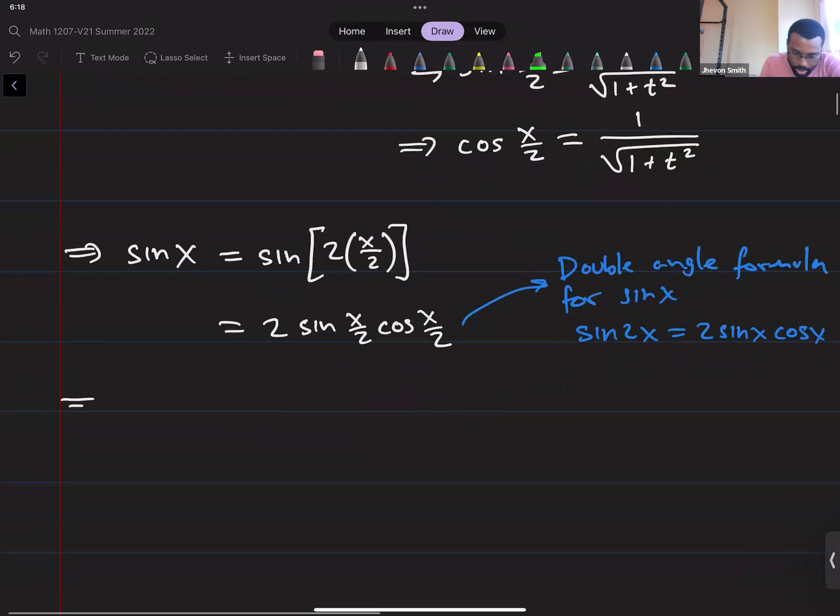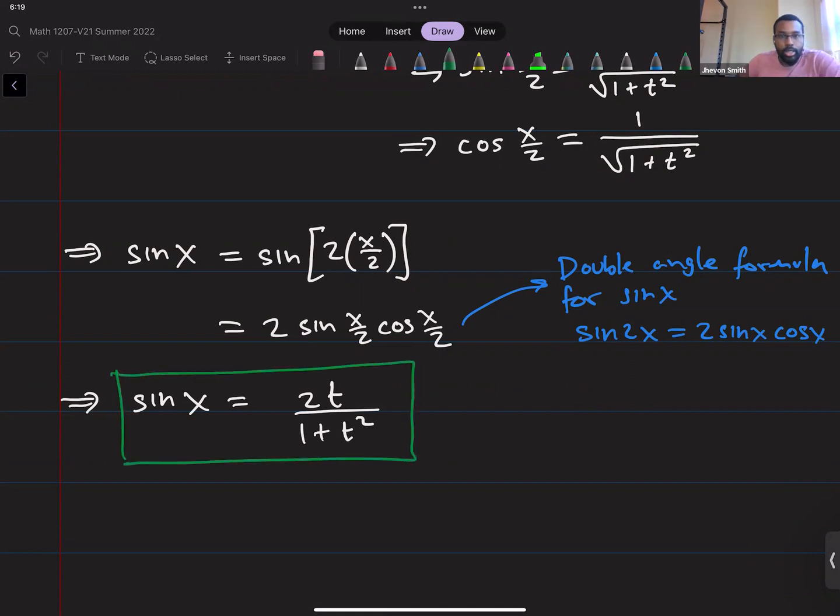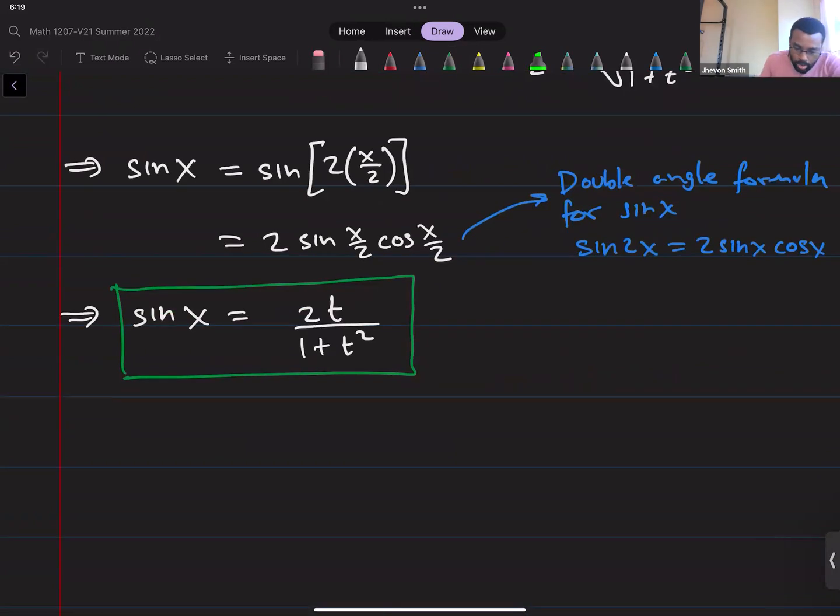And so that means whenever I see sine x in an integral, I can replace it by 2t divided by 1 plus t squared. So under this substitution, a sine function is equivalent to this rational function, 2t divided by 1 plus t squared. Similarly, I can do this for the cosine. So if I see cosine of x, this is the same as cosine of 2 times x over 2.